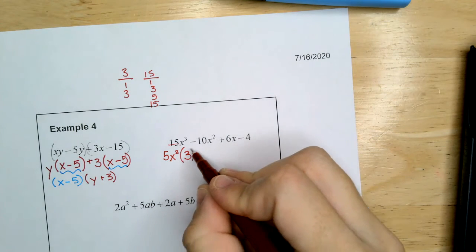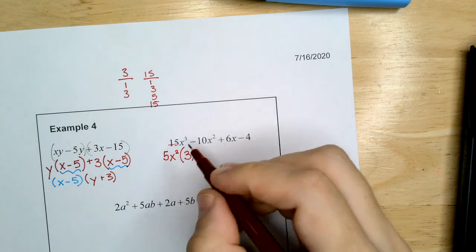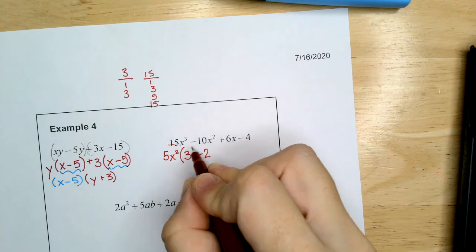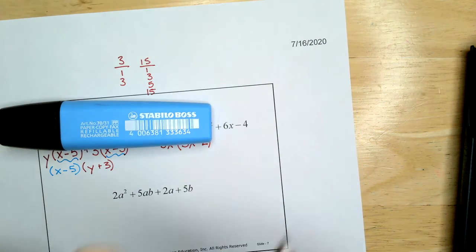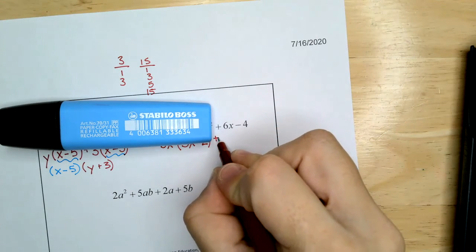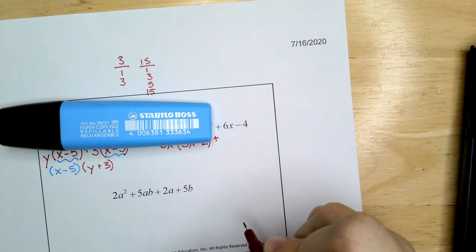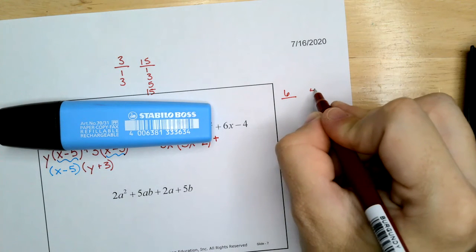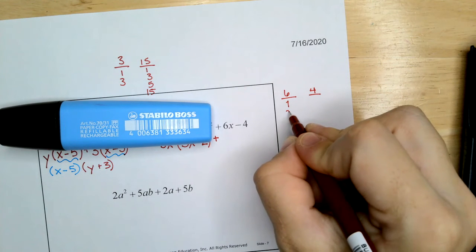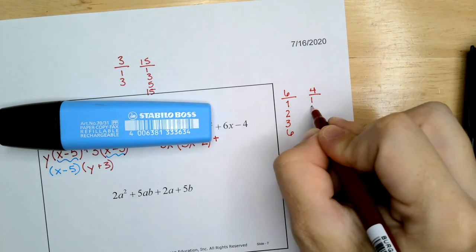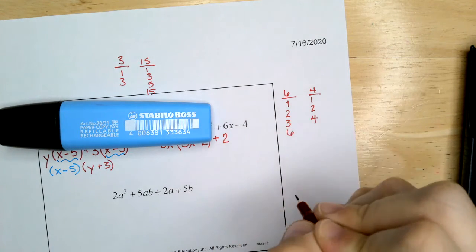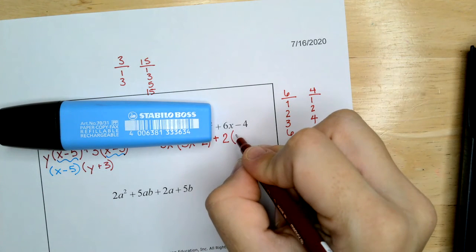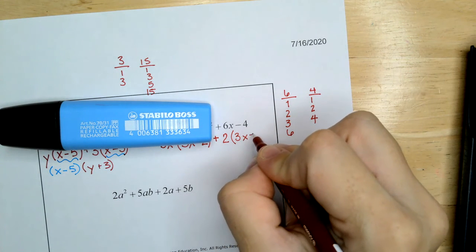Minus 10, negative 10 divided by 5 is a negative 2. x squared divided by x squared is just a 1. Now I'm going to go on to these two. Remember, I'm always keeping it positive, so I just put a plus right here. It's going to be a positive number. 6 and 4. 6 has 1, 2, 3, and 6. 4 just has 1, 2, and 4, right? Greatest common factor is 2, x and no x, so it's just 2. 6x divided by 2 is 3x. Negative 4 divided by 2 is negative 2.